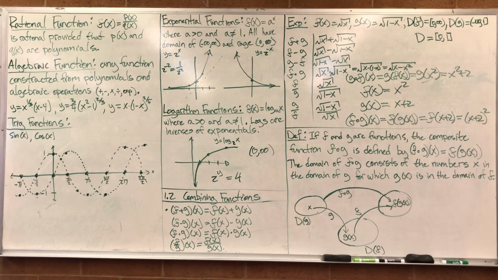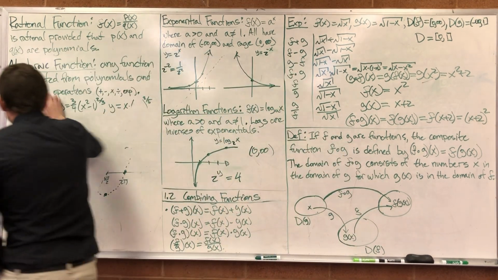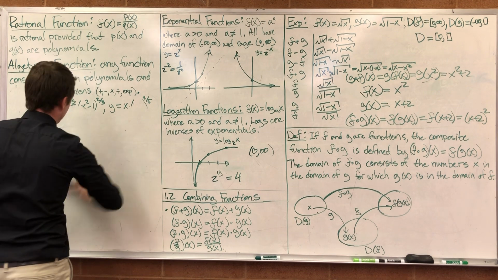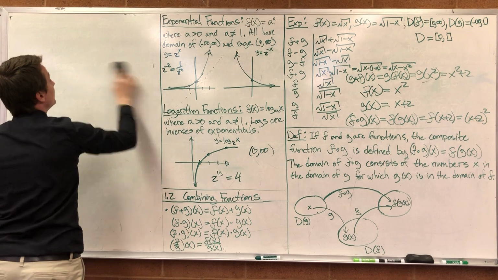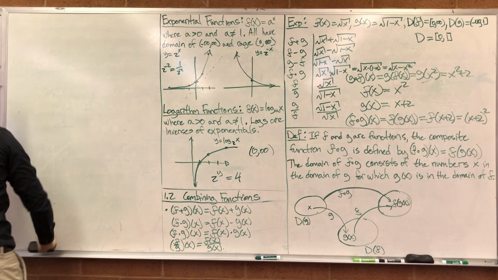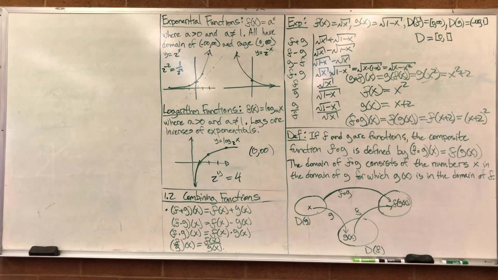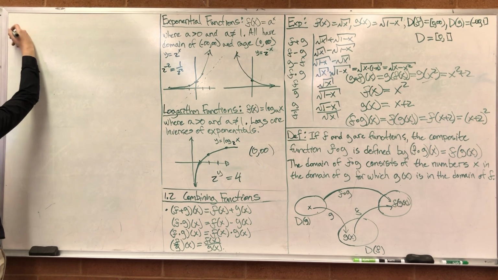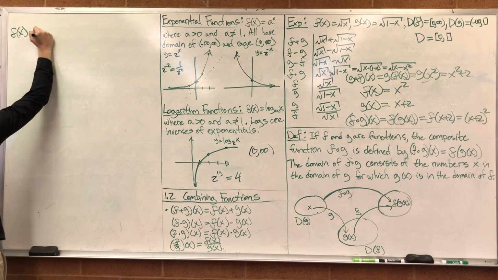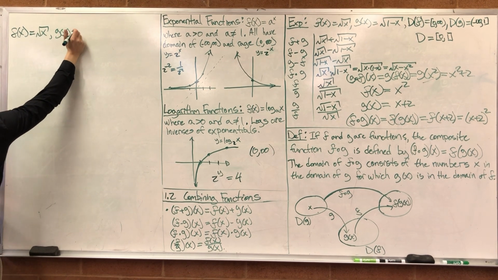So, I guess we'll run through some of the author's examples here. Okay, so he's saying we'll have f of x is equal to square root of x, and we'll have g of x is equal to x plus 1.